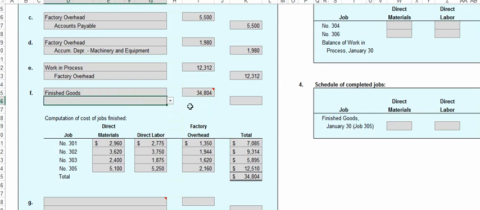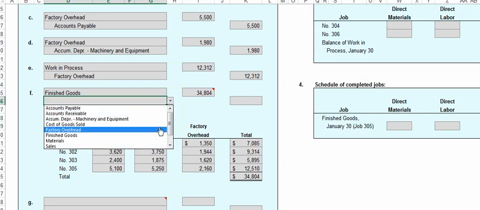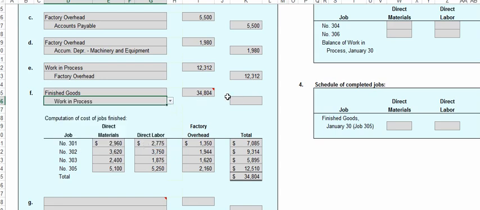But if the jobs have been completed, they're no longer a part of work in process. So we're transferring their cost out of work in process and into finished goods. So we need to credit the work in process account, 34,804. Okay, and that takes us through F.